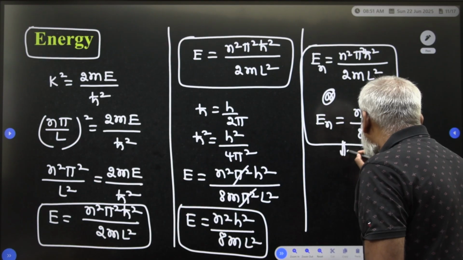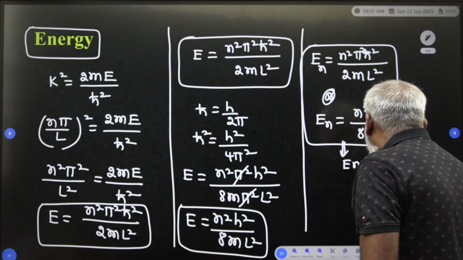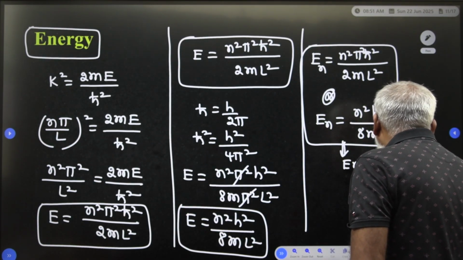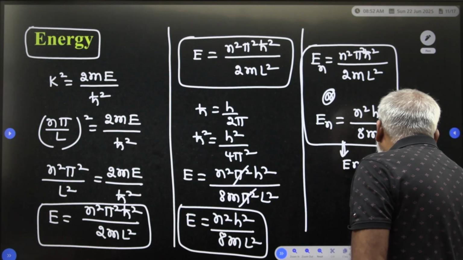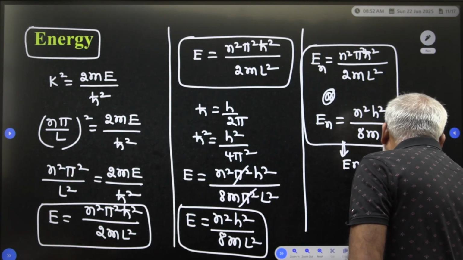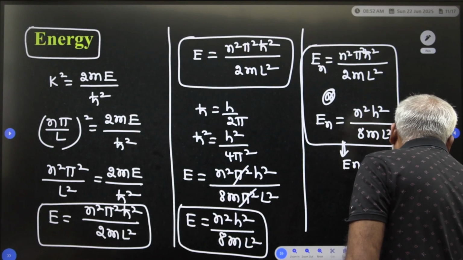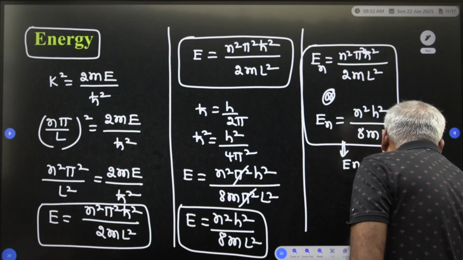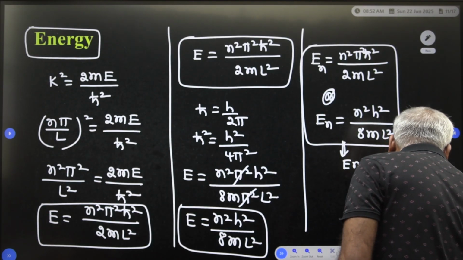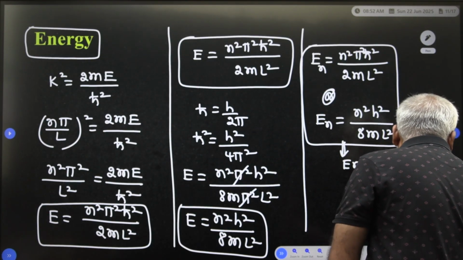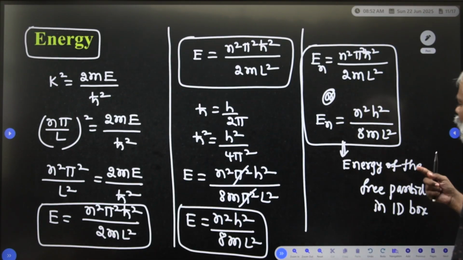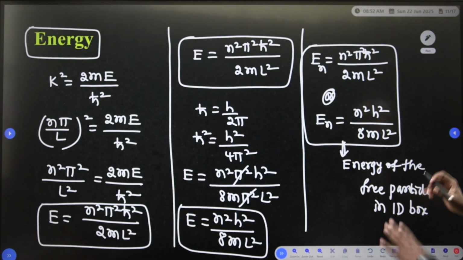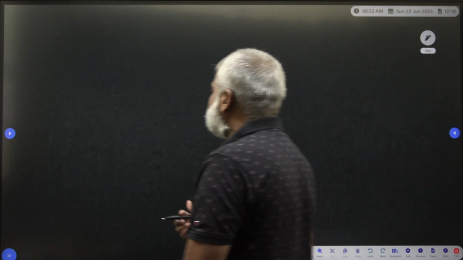What are those expressions? These expressions are the energy of a free particle, where it is existing, the free particle in a 1D box, in a one dimensional box. We are getting this one. So, based on this, how do we interpret the graphical representation?